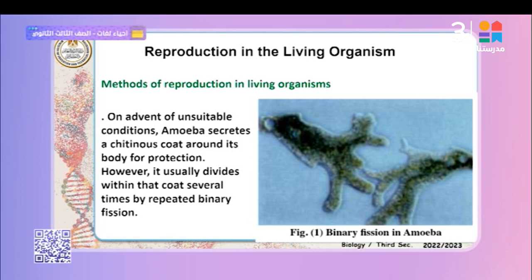Reproduction in living organisms, methods of reproduction. Taking advantage of unsuitable conditions, amoeba secretes a cutaneous coat around its body for protection. However, it usually divides within that coat several times by repeated binary fission. Okay, that's right.